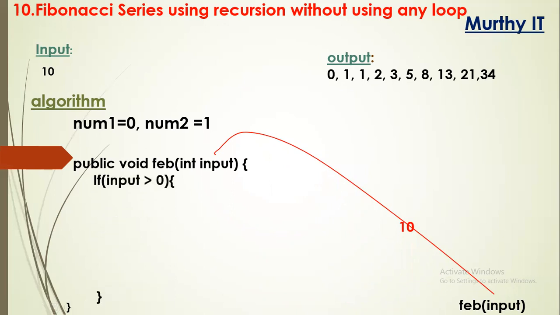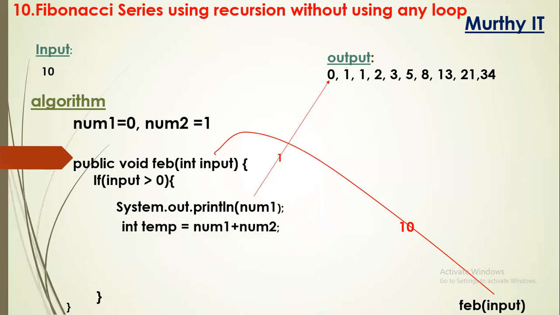Then, if input greater than 0. Now, is 10 greater than 0 or not? Then I want to execute the if condition logic. In the if condition, I want to print the number1 value, whatever value is there. Now it prints 0, so in the Fibonacci series the first number is 0. Next, int temp equal to number1 plus number2. So 0 plus 1, how much? 1. In the temp variable, 1 will be stored.